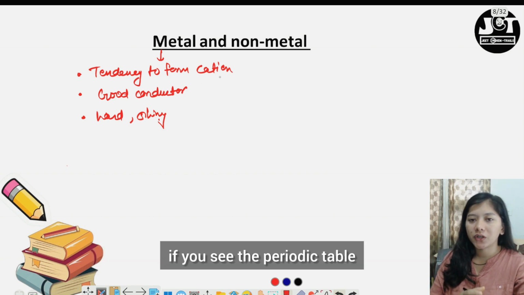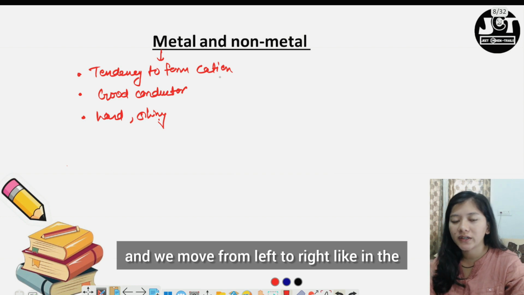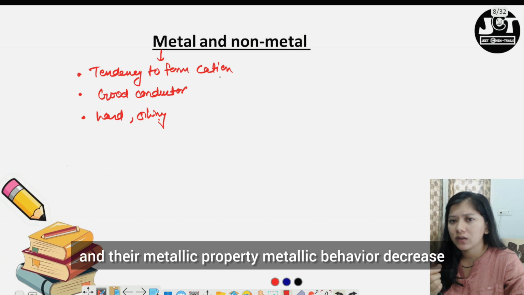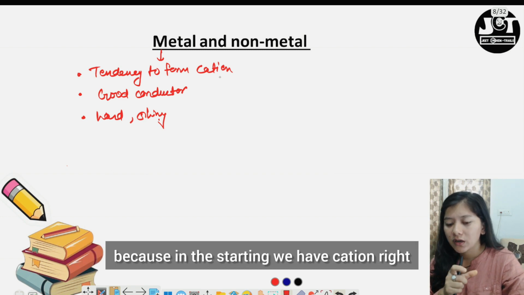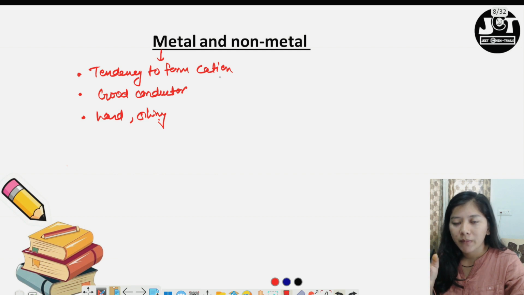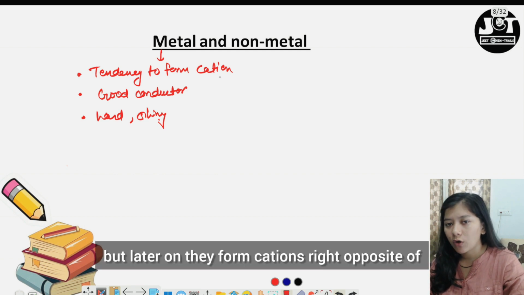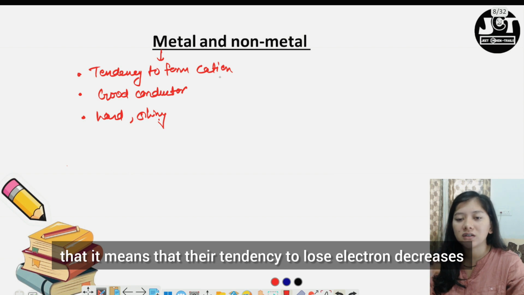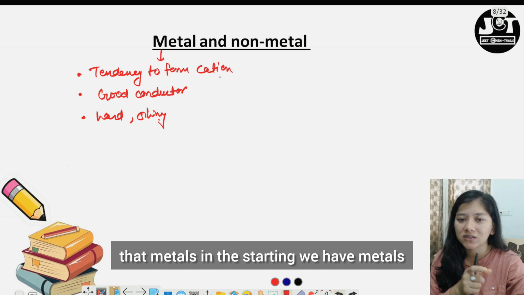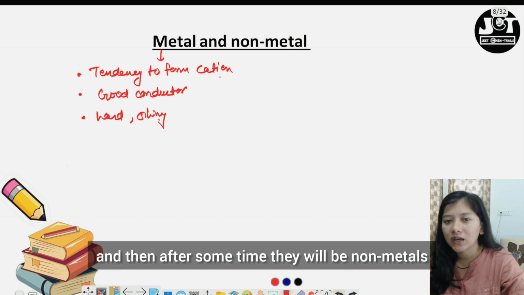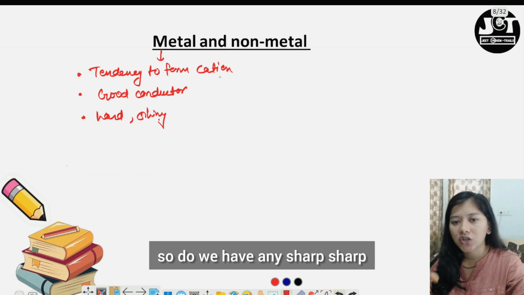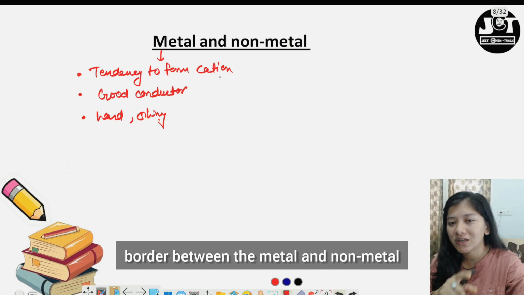So if you see the periodic table and we move from left to right in the periods, their metallic behavior decreases, because in the starting we have cations, and cations are the tendency of metals. But later on they form anions. It means their tendency to lose electrons decreases. That's why in the starting we have metals and then after some time non-metals. So do we have any sharp border between the metal and non-metal?